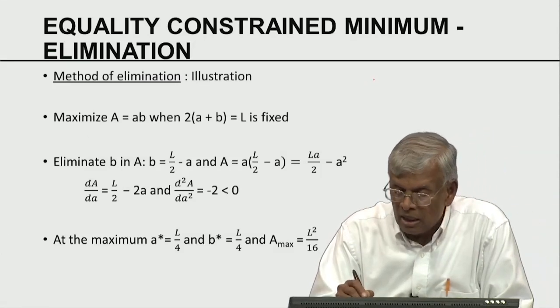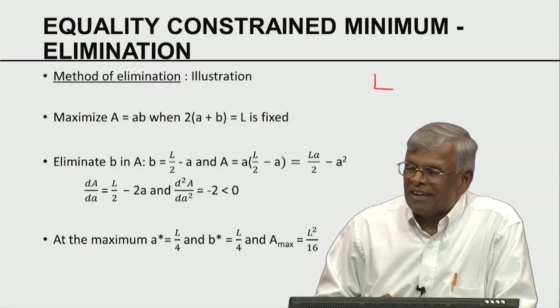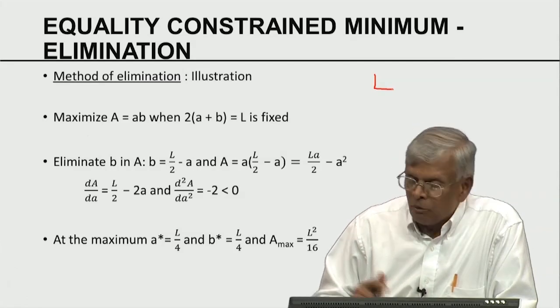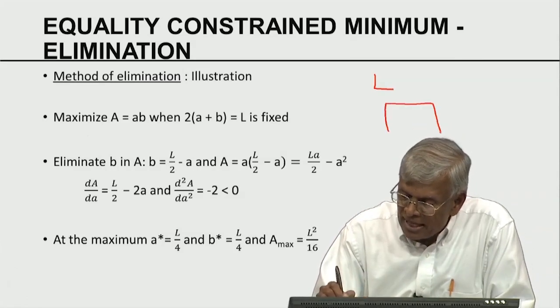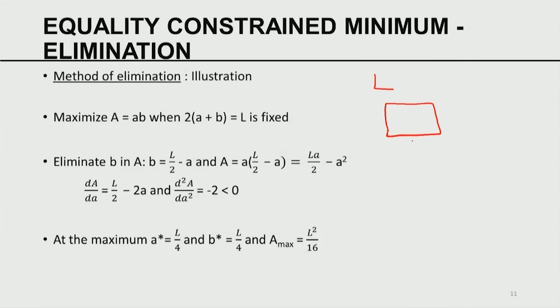I am given a rope of length L feet. I am asked to enclose an area with this. Let A be the length, B be the width. 2A plus 2B is equal to L. So I am given a rope of fixed length. What is the idea here? I am going to have to use the rope to enclose an area. The area A is AB. A and B are two sides of the rectangle. So, what is the idea? When 2A plus 2B is fixed as L, how do you maximize the area A times B?